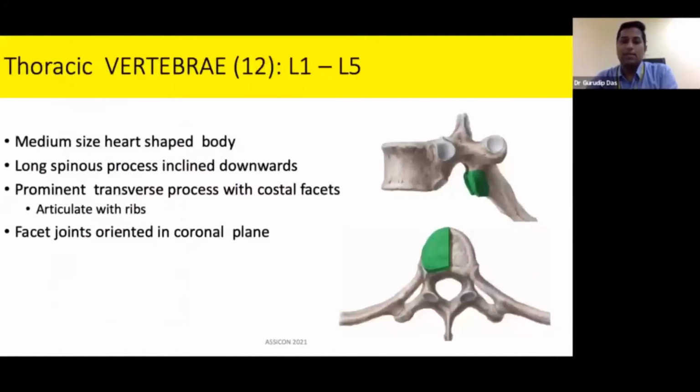The next segment of the spine is called the thoracic vertebrae. These are 12 in number, and they are heart-shaped structures. They have long spinous processes which are inclined downwards, and they have prominent transverse processes with costal facets. These articulate with the ribs. The facet joints are oriented in the coronal plane, which limits forward bending.